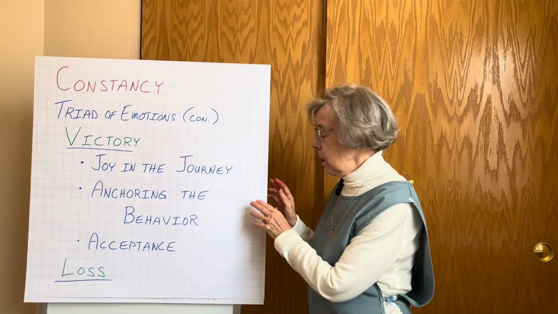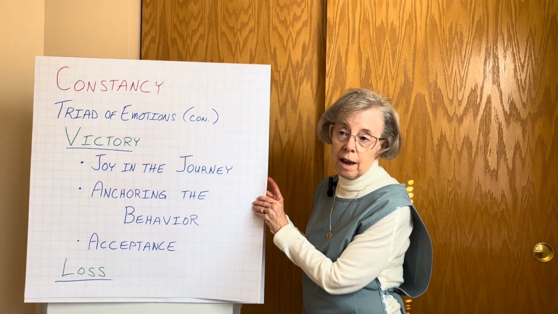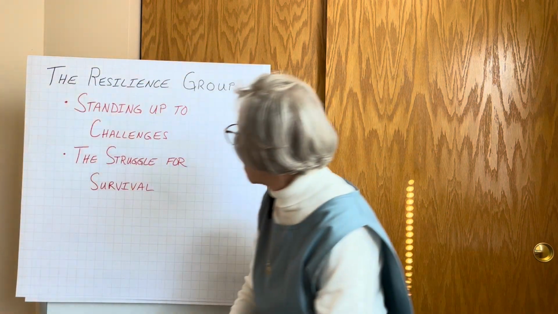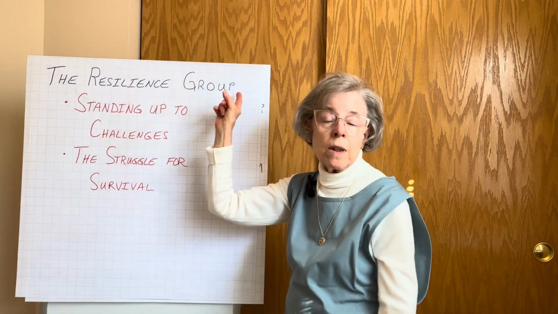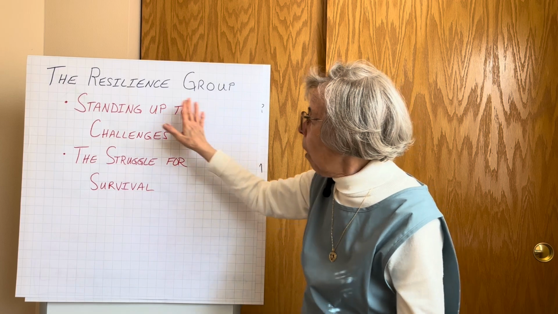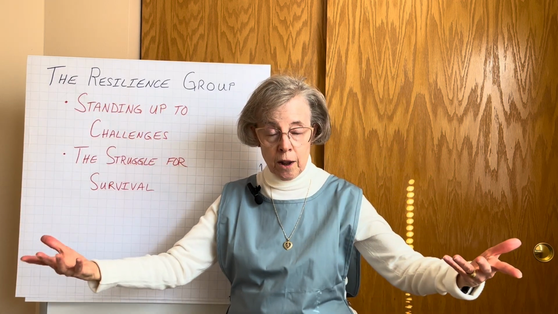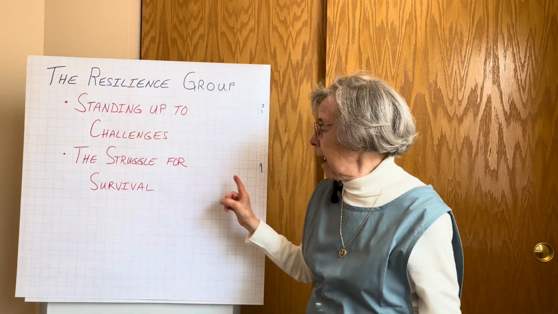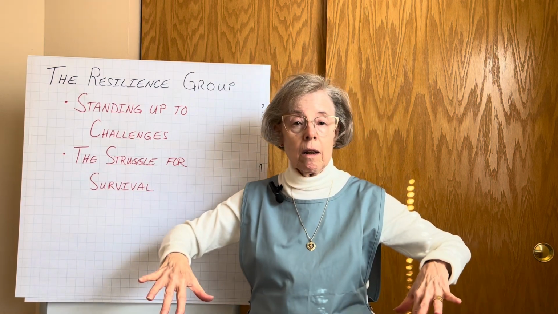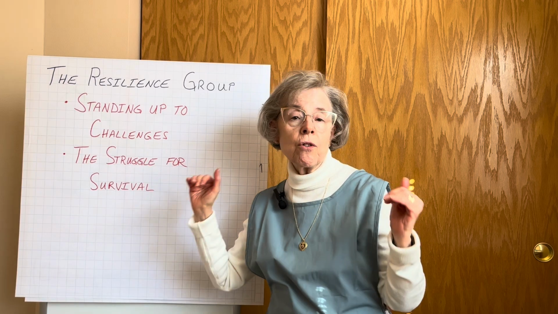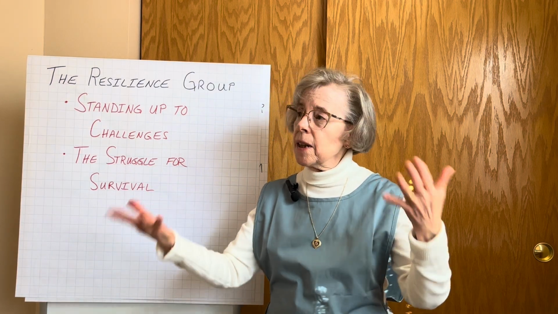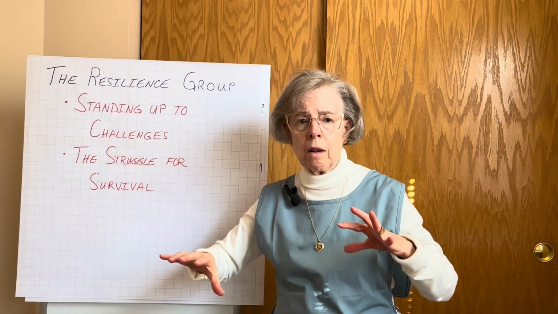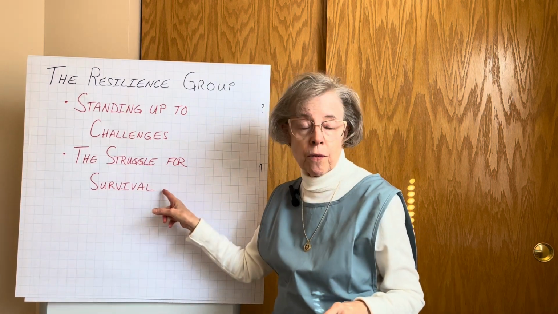Well, what is there left to talk about? The modifiers for constancy and the group that constancy belongs to. Constancy belongs to the resilience group. All of the character traits that we will discover in the resilience group have in common that they're all standing up to challenges, and the challenges at the animal level are all the very struggle for survival. By the time we humans get to them, it may not really be survival, but the root struggle in the animal model is always going to be the struggle for survival.